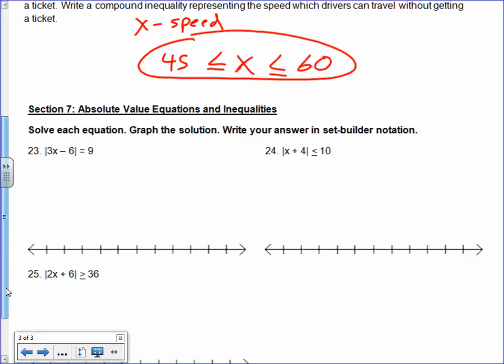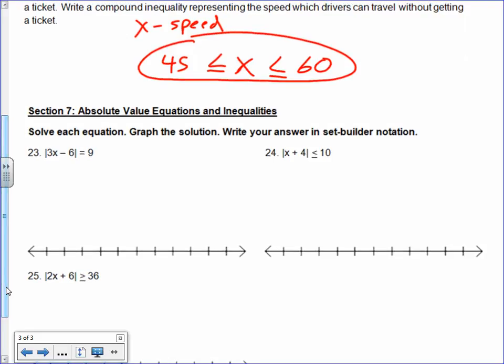All right, last section. Section 7, absolute value equations and inequalities. So, number 23, solve, graph, and write in set builder notation. So to solve an absolute value equation, if the absolute value part is by itself already, we just make two different equations. So the part in the middle could be equal to 9, or the 3x minus 6 could be equal to negative 9.